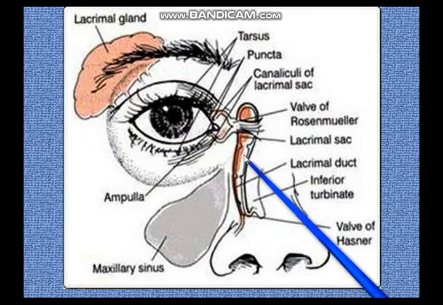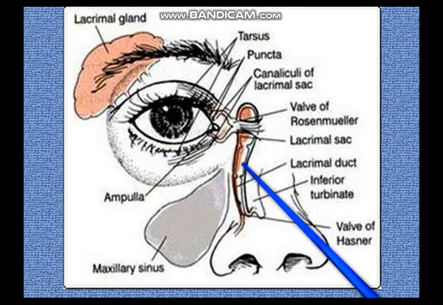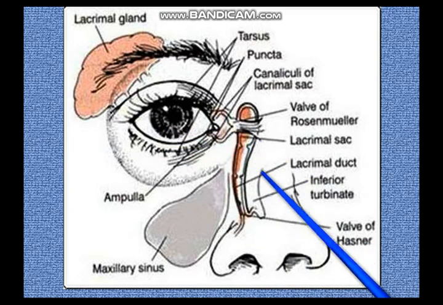Within this nasolacrimal duct there are several mucous folds, and one of these mucous folds is large enough to maybe act as a valve, and this large mucous fold which acts as a valve is called the valve of Hassner. So this is the entire pathway of the lacrimal drainage.